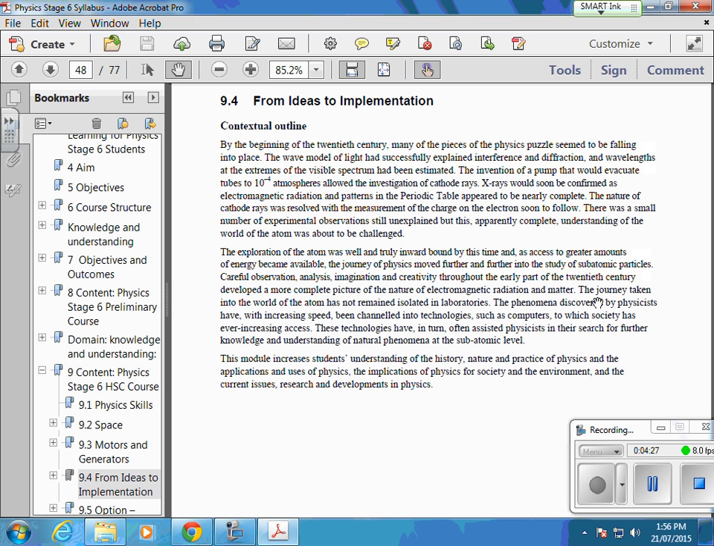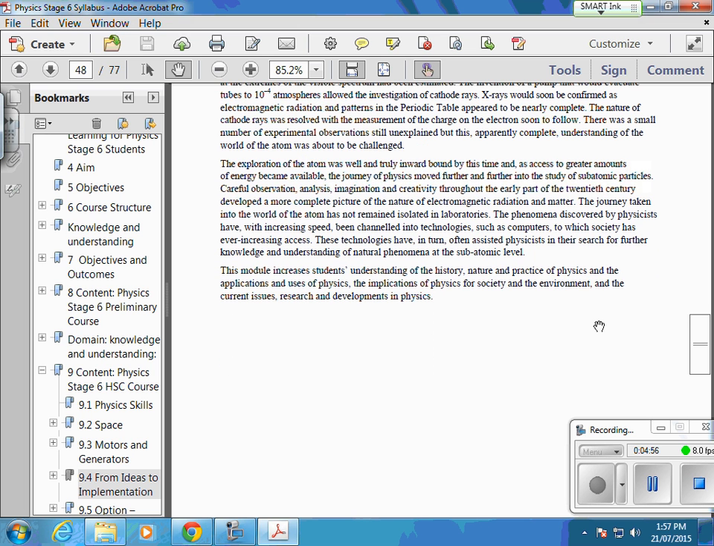X-rays would soon be confirmed as electromagnetic radiation, and patterns in the periodic table appeared to be nearly complete. The nature of cathode rays was resolved with the measure of the charge on the electrons soon to follow. There's a small number of experimental observations still unexplained, but this apparently complete understanding of the world of the atom was about to be challenged. The exploration of the atom was well and truly inward bound by this time, and as access to greater amounts of energy became available, the journey of physics moved further and further into the study of subatomic particles.